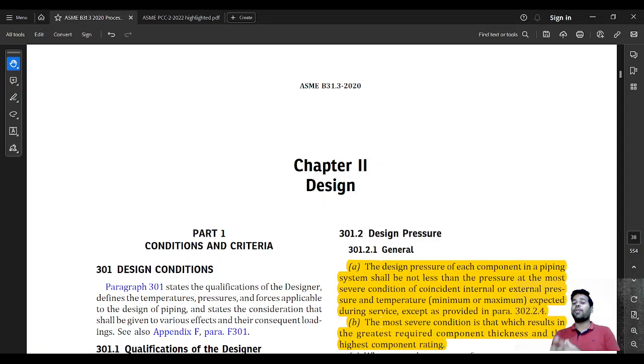In the next video, we'll be talking about design criteria and design requirements. In the next chapter, pressure design is generally going to be more important, but we'll talk about this in very much detail in the next video on our ASME B31.3 pressure piping series.